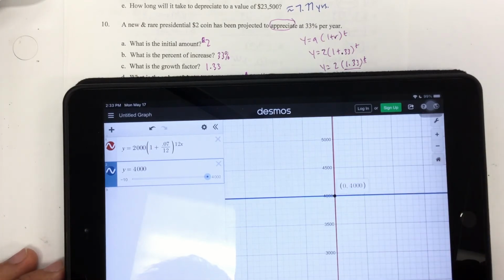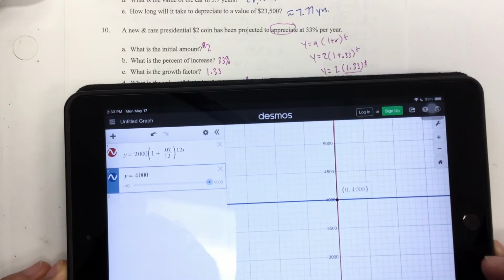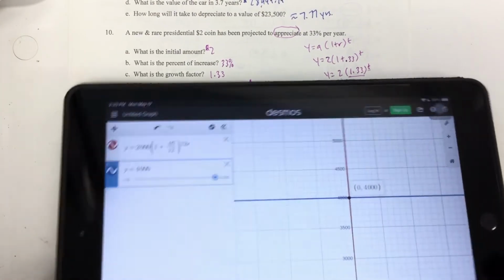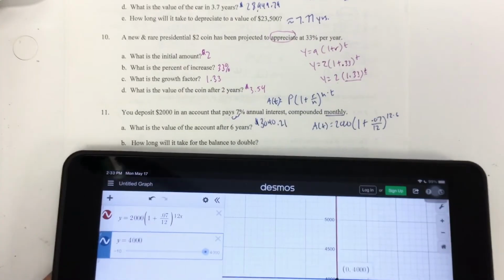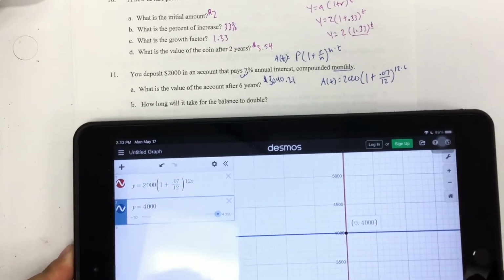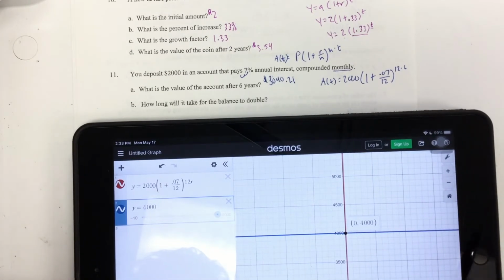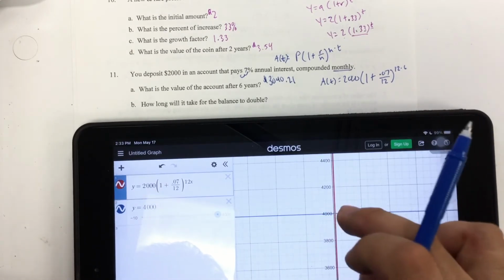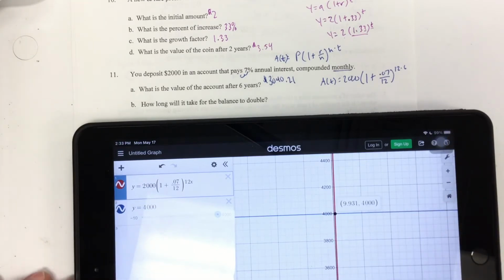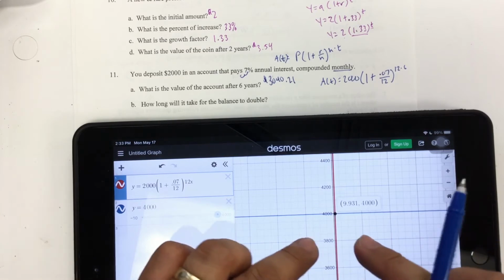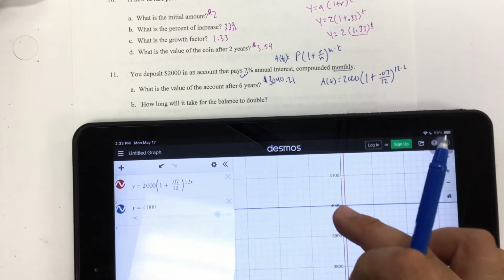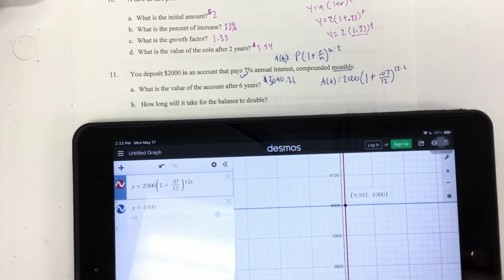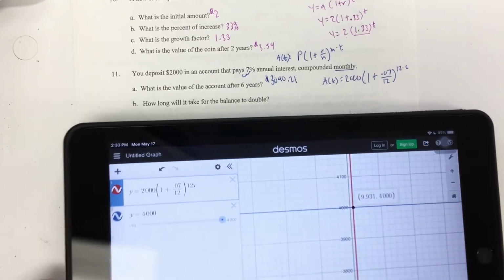And in 0 years. So let's take a look here. Did I make a small error here? Let me see my equation. 2,000 times 1 plus 0.07 over 12 raised to that. Okay, there we go, there it is. So in 9.931 years, so in 9.93. So I didn't zoom in close enough, so make sure you are doing that because it was giving me the y-intercept when I was looking for the intersection. So in 9.93 years, it will double.